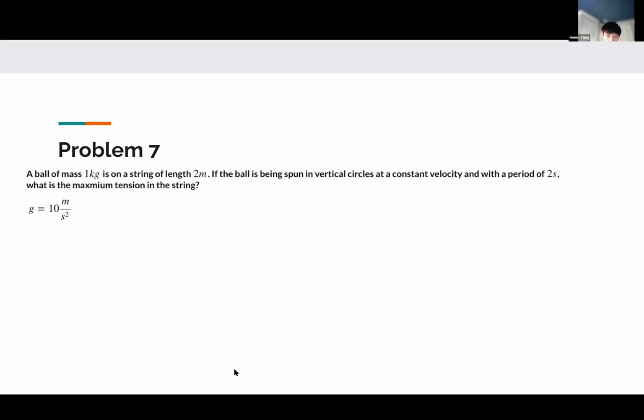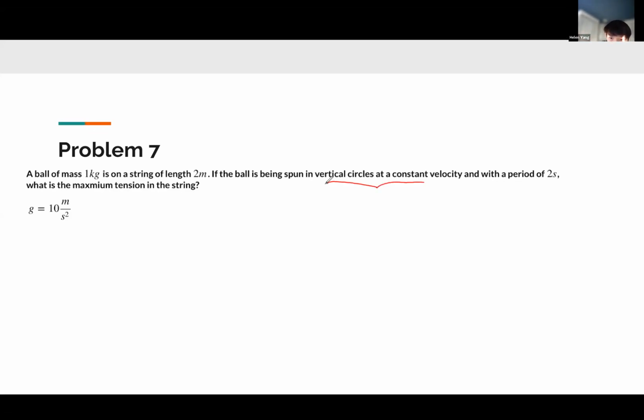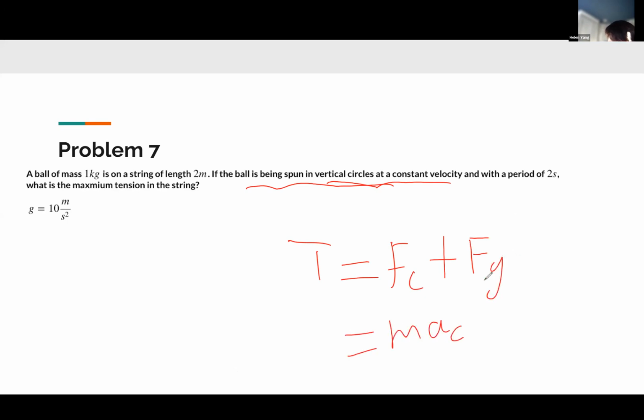Okay, so for our final question, it says a ball of mass 1 kg is on a string of length 2 meters. If the ball is being spun in vertical circles at a constant velocity, and with a period of 2 seconds, what is the maximum tension in the string? Okay, so the tension, since it's going vertical, would be the centrifugal force plus the gravitational force. And so it would be m times centrifugal acceleration plus m times g.